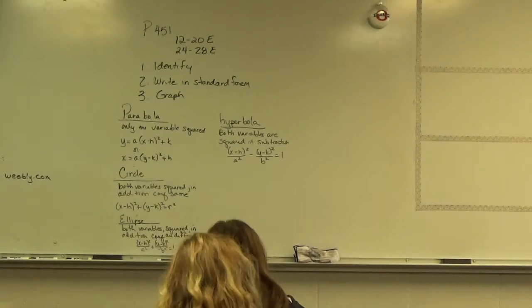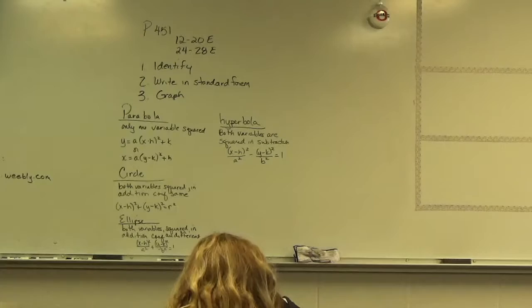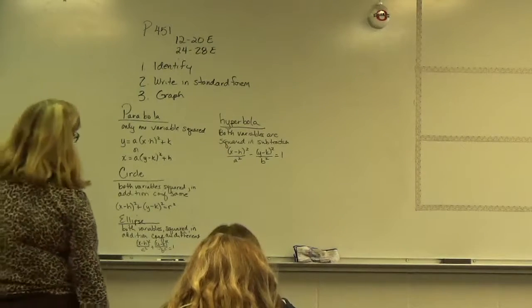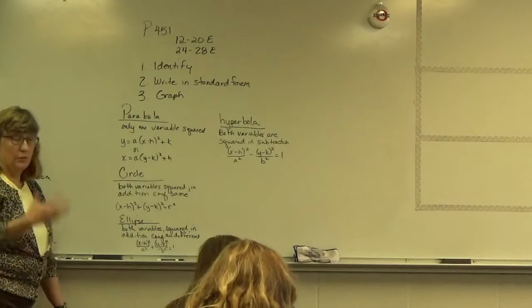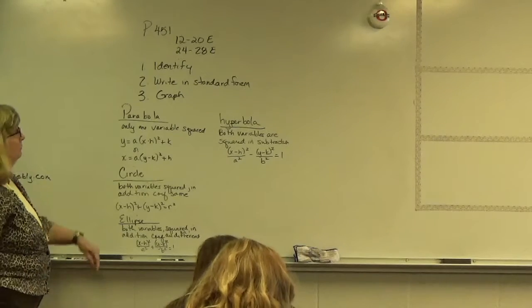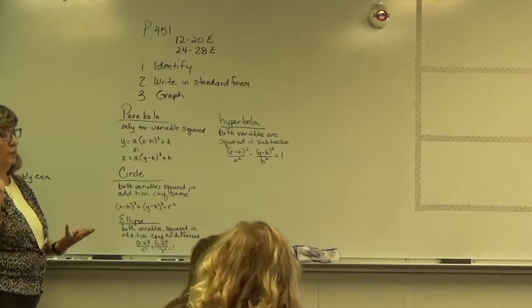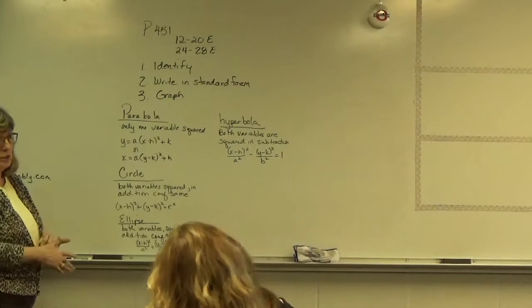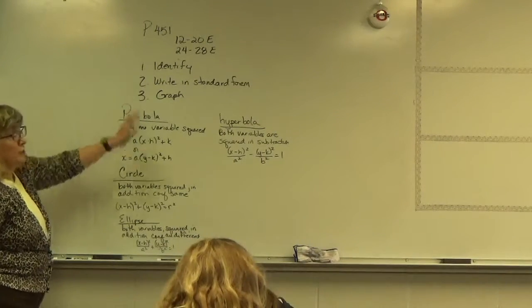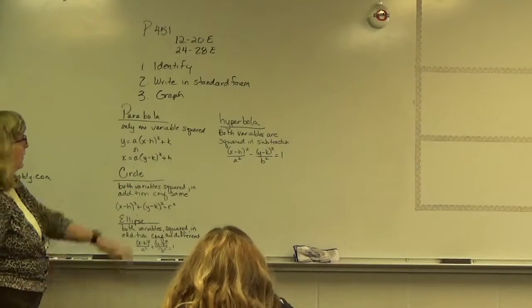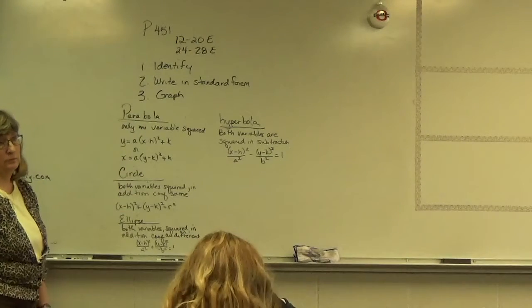Okay, so what we're doing today is page 451. We're doing 12 through 20 even and 24 through 28 even. What you're going to need to do on each problem is, number one, identify what it is. You're going to tell me, is it a parabola, is it an ellipse, is it a hyperbola, or is it a circle? You're going to make sure it's written in correct standard form. And third, you're going to graph it.